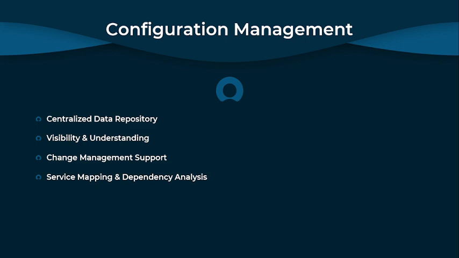Then visibility and understanding. Configuration management establishes visibility and understanding of the IT landscape by capturing detailed information about CIs and their relationships. This enables IT teams to have a clear understanding of the organization's IT infrastructure, including dependencies between different components, which is crucial for incident management, problem resolution, and change impact analysis.